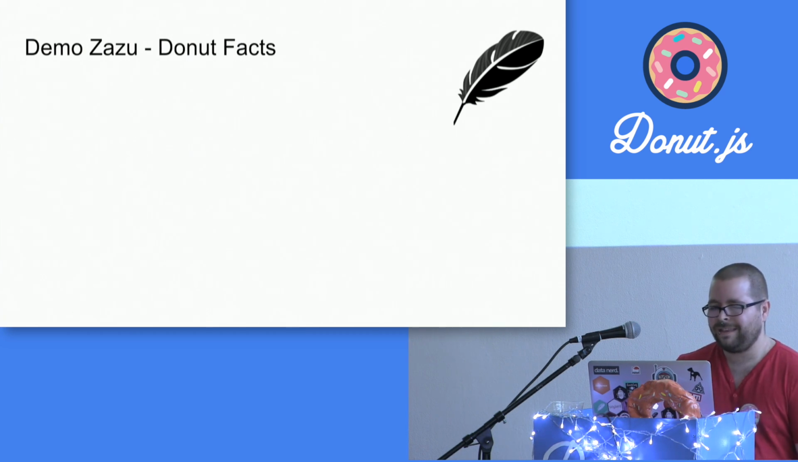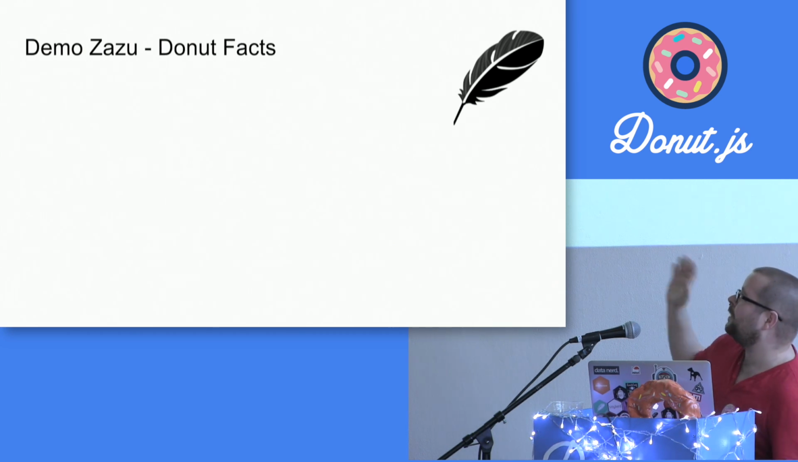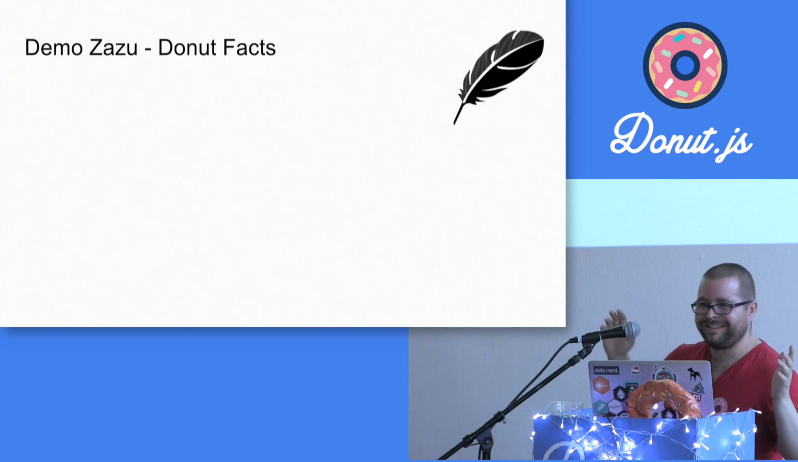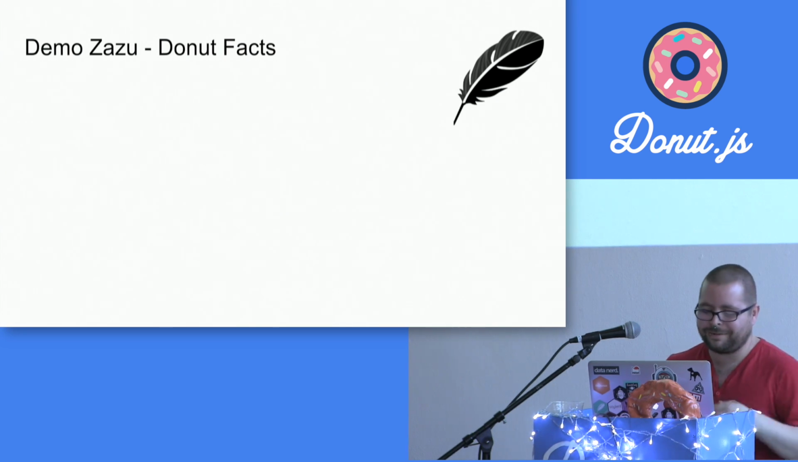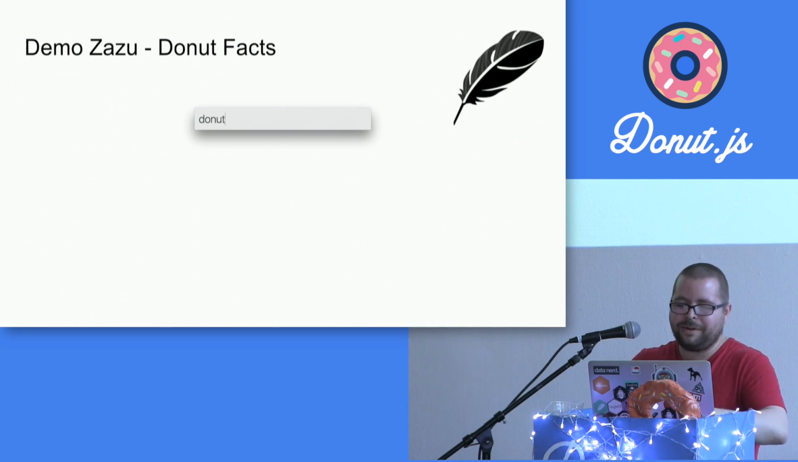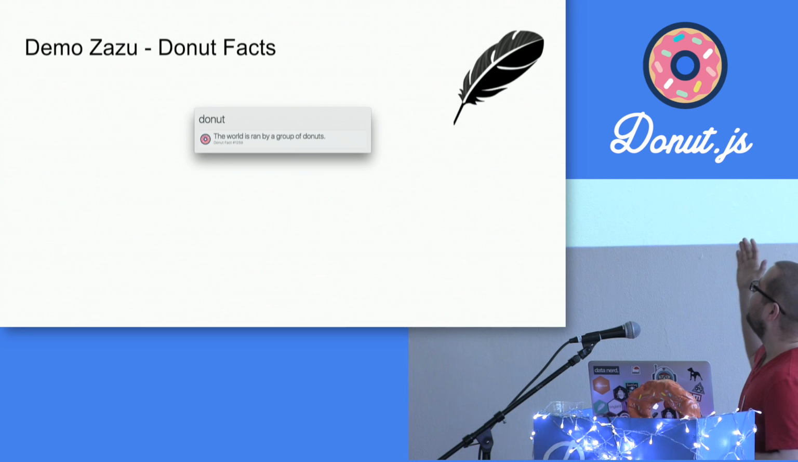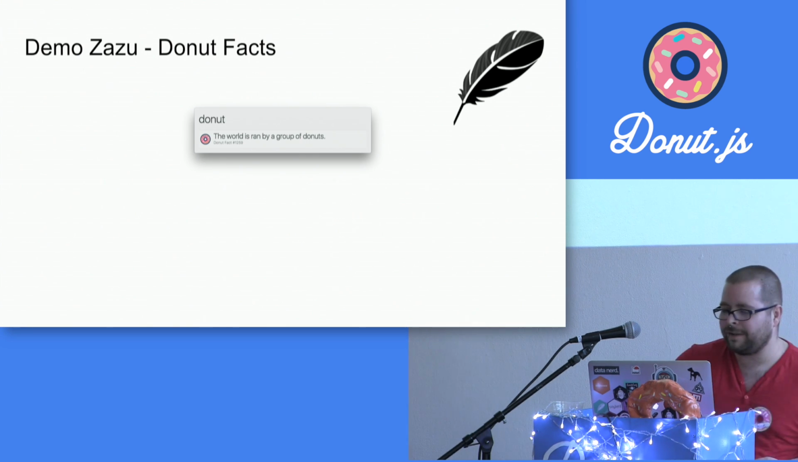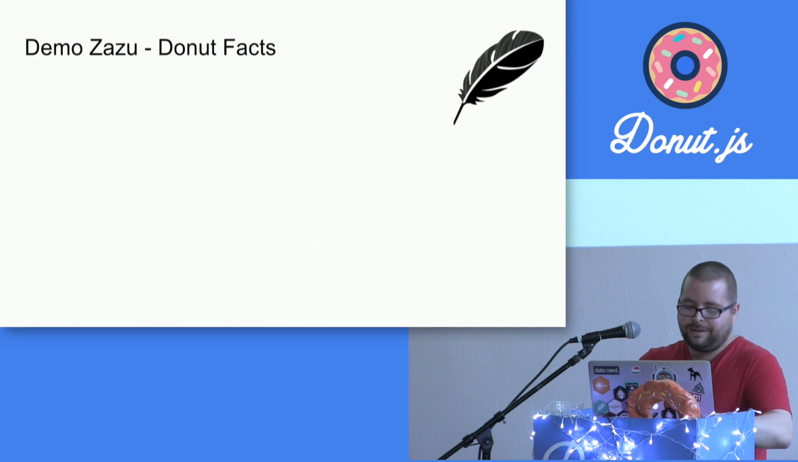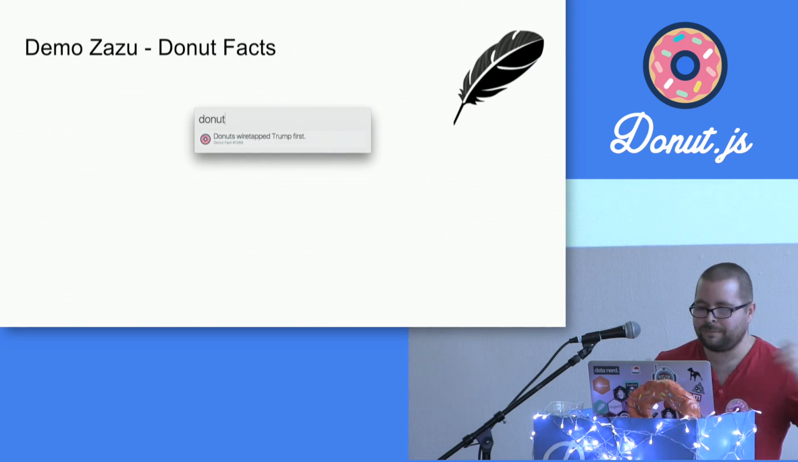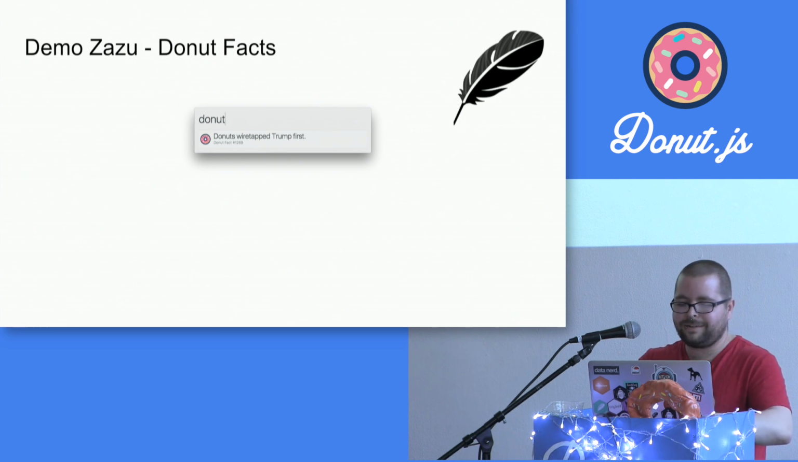So this one I actually made for this talk, donut facts. Everybody likes donuts. I assume you like donuts. If you don't, I don't know why you're here. Maybe the JavaScript, but whatever. So I can just type in donut, and it says, here's a random donut fact for you. If you can't read that, I can just hit it. It opens up in a preview box. The world is ran by a group of donuts. I can just keep typing in donut, and it'll keep giving me all these different donut facts.